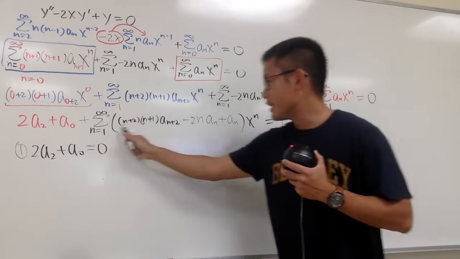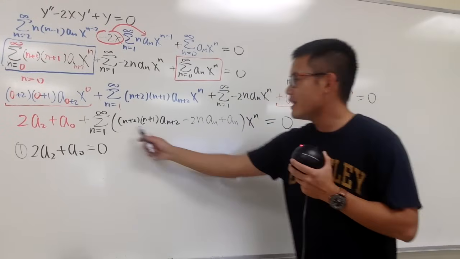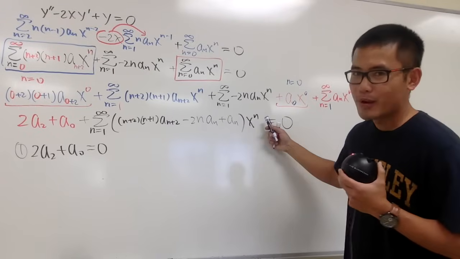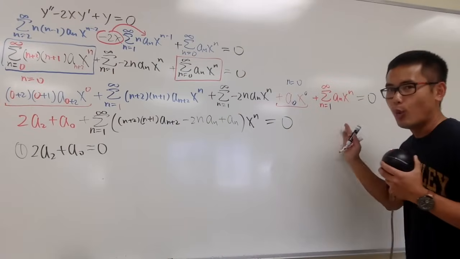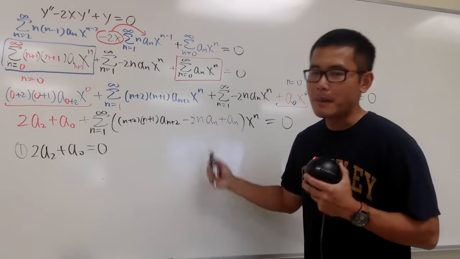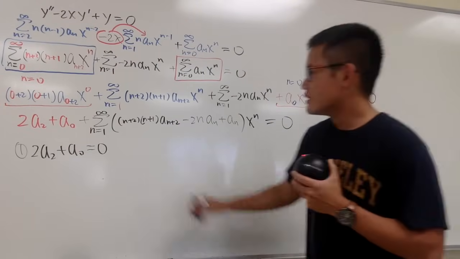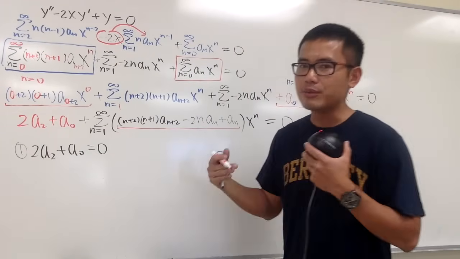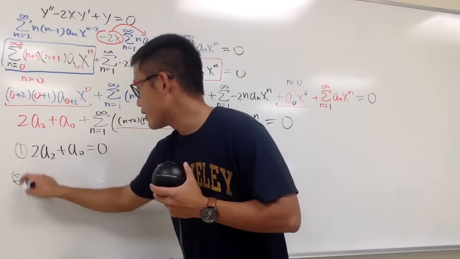And now let's look at this right here. As you can see, this right here is technically just all the coefficients of x to the whatever power, right? And you see, the right-hand side is always equal to 0. So that means each and every coefficient must be equal to 0 as well. So here is the second condition. All this right here have to be equal to 0. So let me put this down right here.